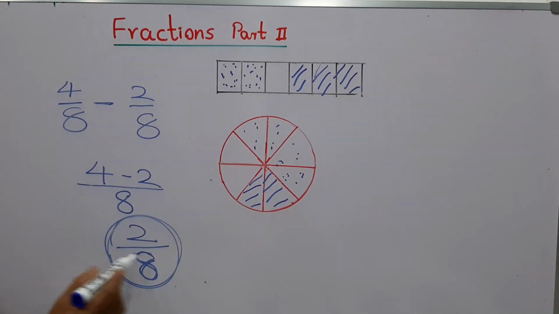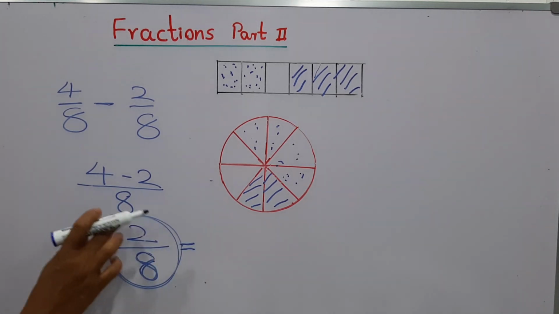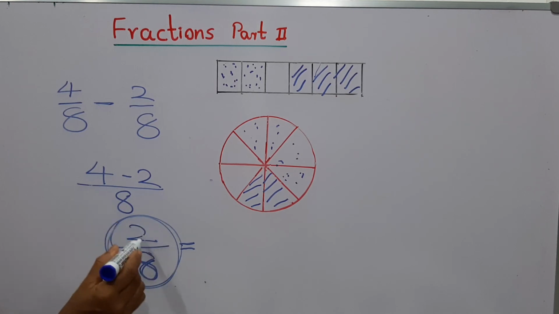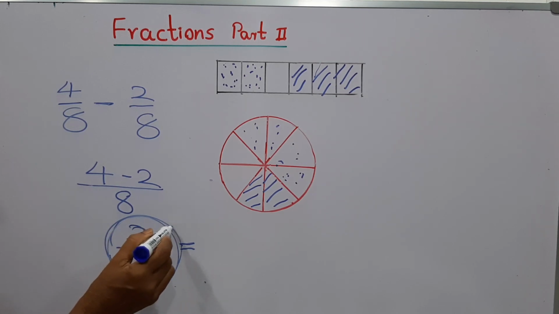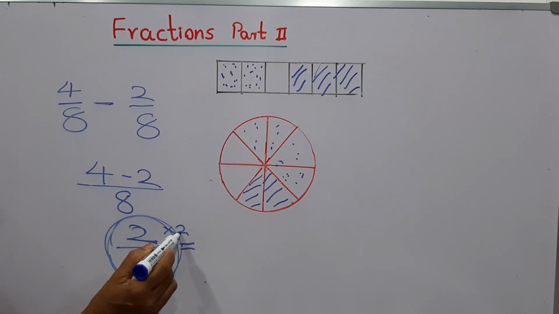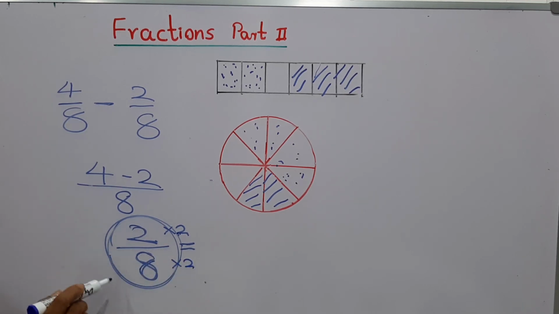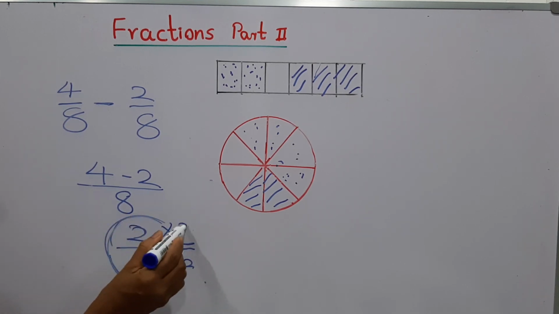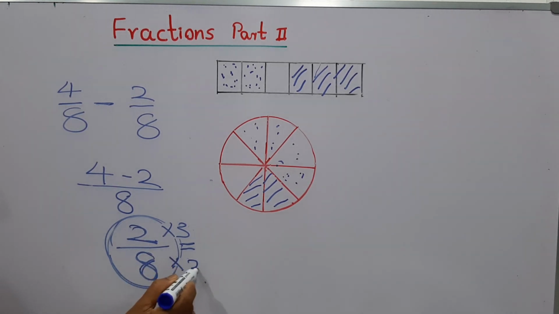This is a fraction. Can we write an equivalent fraction to this? Yes, we can write an equivalent fraction to this. Then what are we going to do? We can multiply numerator by, if we multiply numerator by 2, we must multiply the denominator also by 2. Then we can make an equivalent fraction. If we multiply the numerator by 3, what must be? We must multiply denominator also by 3. Then we will get an equivalent fraction.